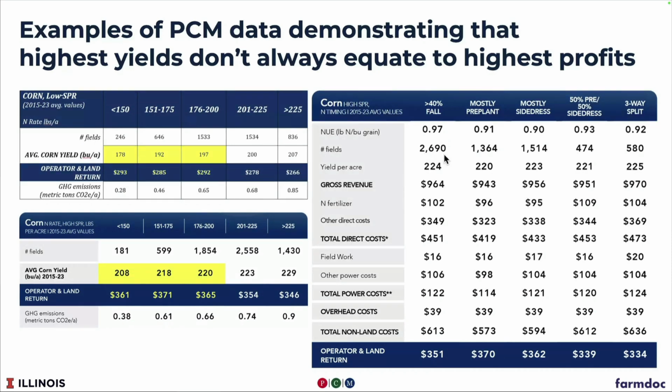Here's our yields in each one of these timing classes. You can see that the maximum yield here, I think this is really interesting, is this three-way split. The lowest yield is 220 bushels per acre. But when you go all the way down here to operator and land return, that's actually the highest operator and land return class. So it's absolutely true what Sarah's saying.